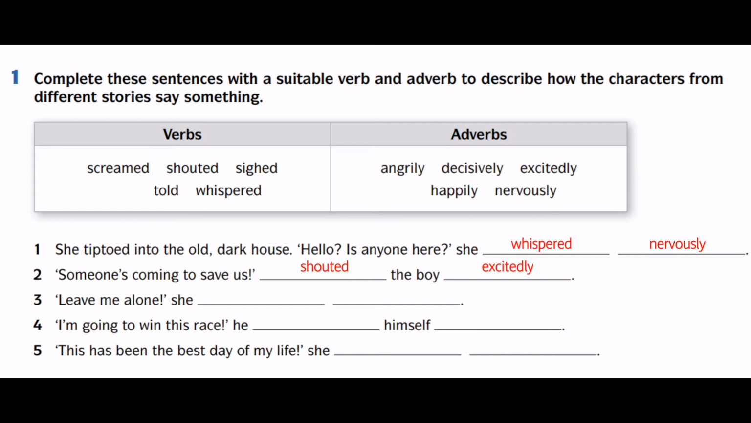Okay, question number three: "Leave me alone," she screamed angrily. Okay, look at the exclamation mark. Question number four: "I am going to win this race," he told himself decisively. Like trying to motivate himself. Now, number five: "This has been the best day of my life." So, this will be the last one. She sighed happily. Okay, move on to the second question.